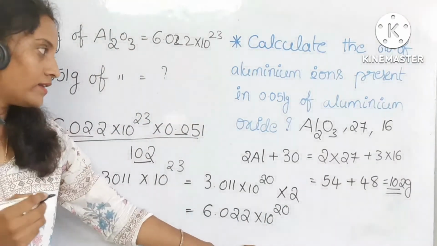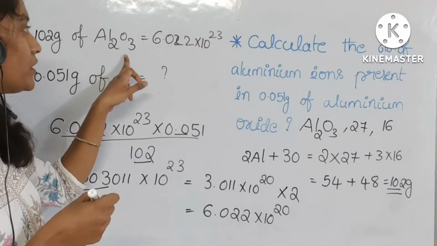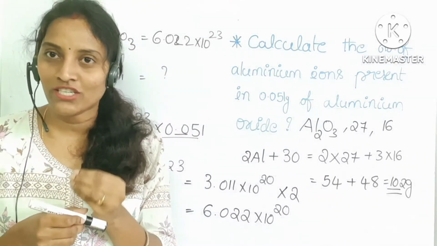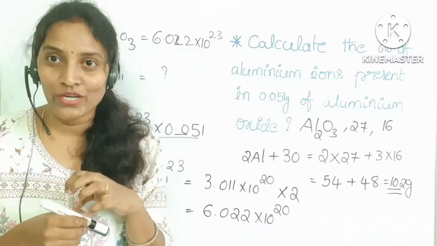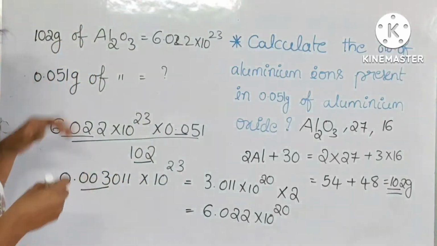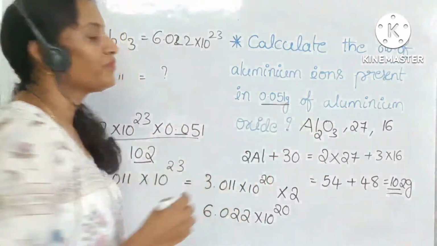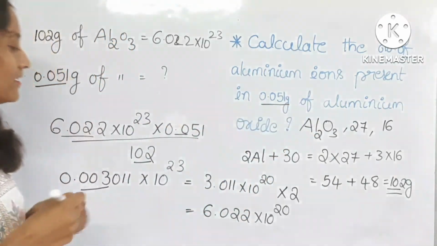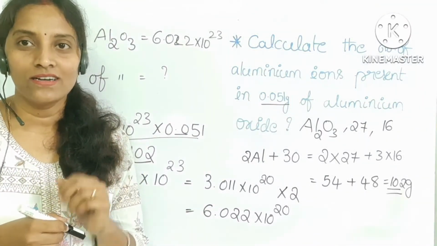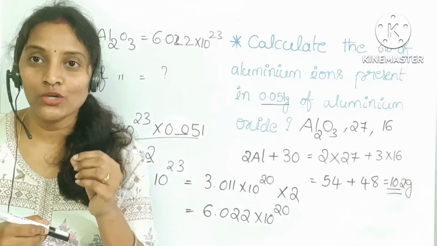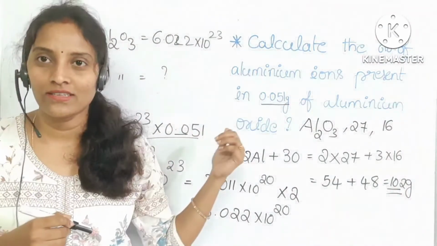This is your answer. Nothing but 102 grams of aluminum oxide has 6.022 into 10 power 23 molecules, or aluminum ions. So 0.051 grams of aluminum oxide has 6.022 into 10 power 20 aluminum ions. This is your answer for this question.